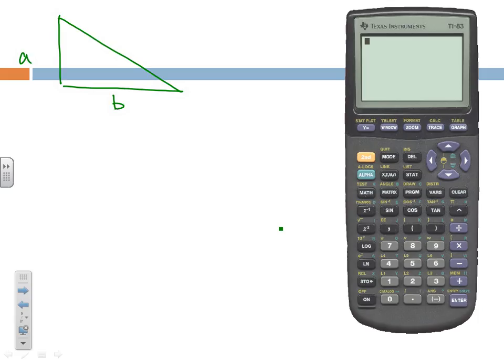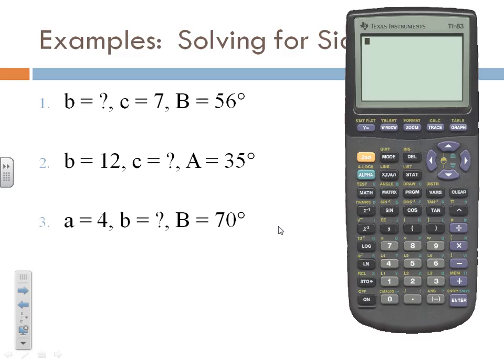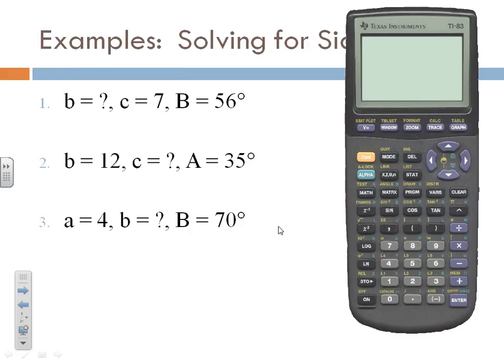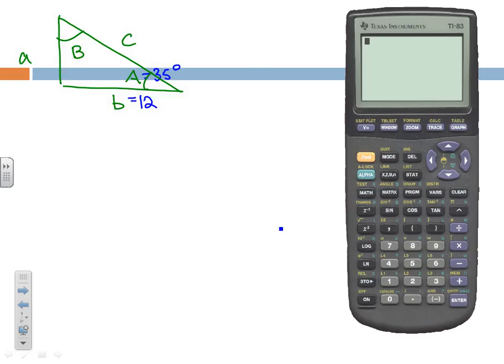Side A, side B, side C, angle B, angle A, right? Side B is 12, angle A is 35 degrees. I want to look for my unknown side, which is my hypotenuse, side C. So this is my unknown side.